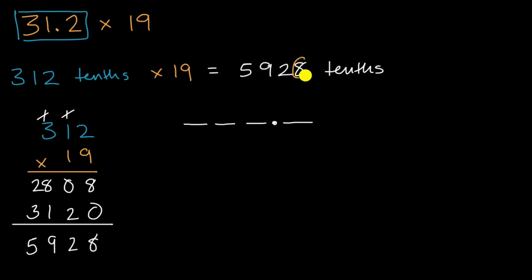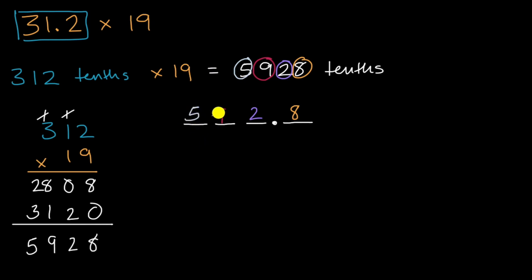Well, you have 8 tenths. We can put that in the tenths place. You have these 20 tenths. That's the same thing as 2 ones. You have the 900 tenths. 900 tenths is the same thing as 9 tens. And then your 5,000 tenths is the same thing as 5 hundreds.